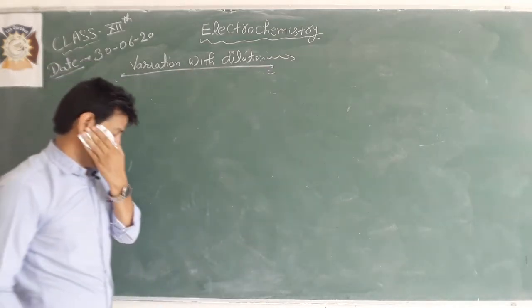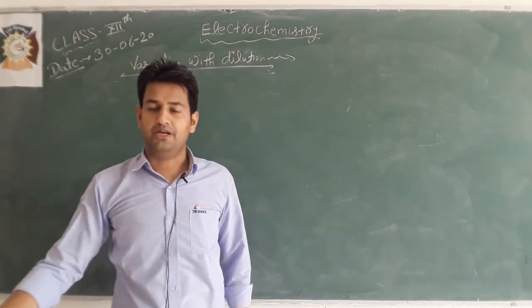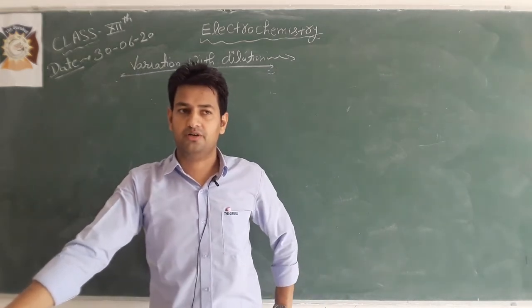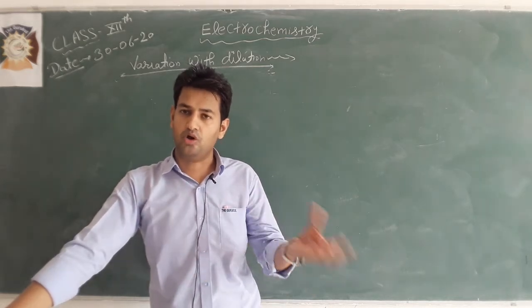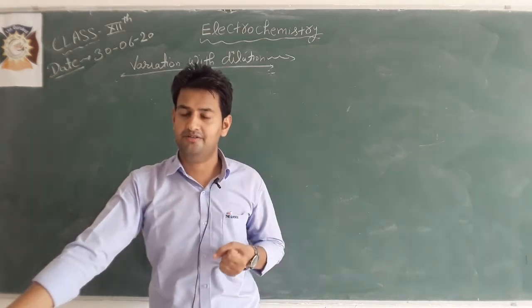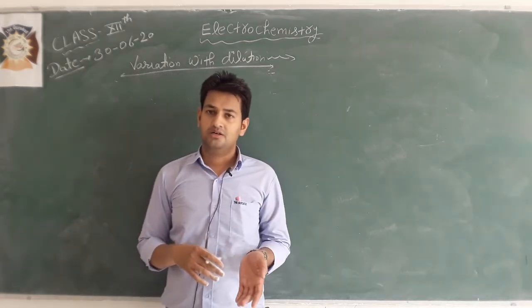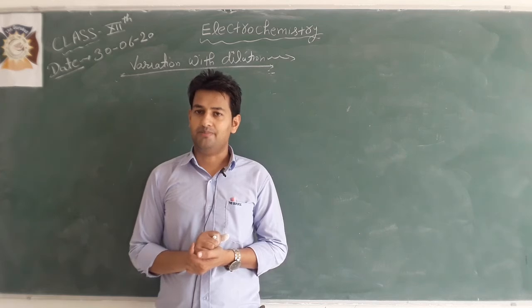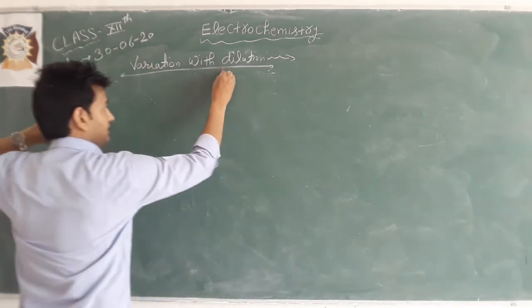Dilution means we add water into the solution. When we increase the dilution of a solution, the specific conductivity decreases and all other conductivities increase. Specific conductivity is kappa, which is 1 over R into L by A. So we can say that, variation with dilution.